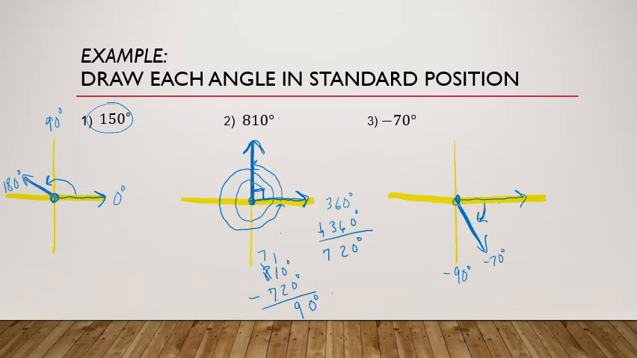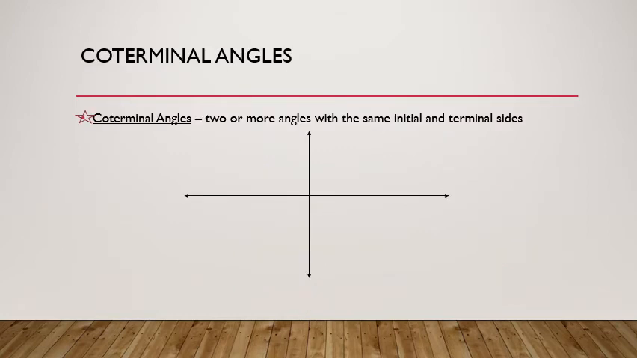On the last slide, we saw the example of 810 degrees and saw that it looks the same as the angle of 90 degrees when drawn in center position because it shares the same initial and terminal sides. So we have a word for that, for angles that end up looking the same even though they have a different degree measure. That's coterminal angles.